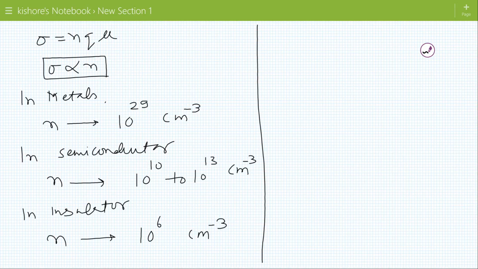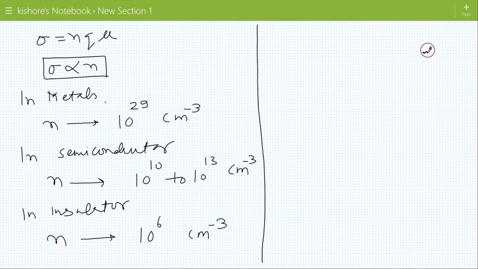So we can see that the concentration of electrons in metal is very large, so its conductivity is also large. And in case of insulator, the concentration of electrons is very low, so its conductivity is also very low.